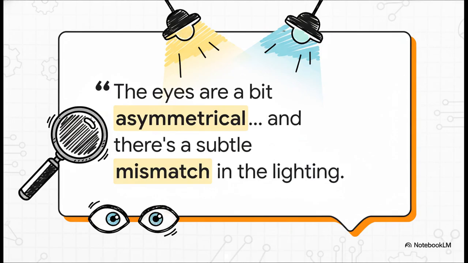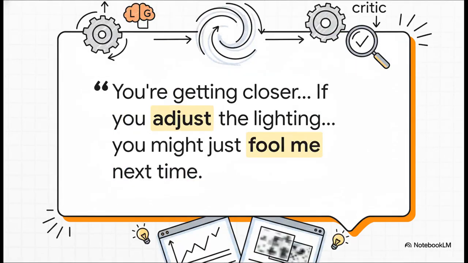And here's where the magic really happens. The detective gives specific feedback. It doesn't just say, it's fake. It says, the eyes are a bit asymmetrical, or the lighting doesn't quite match. These are the exact clues the forger needs to get better. And the generator takes all that feedback and learns from it. This constant back and forth, this cycle of creation and critique is what pushes the generator to get better and better, until its creations are almost impossible to tell from the real thing. It's this rivalry that makes GANs so powerful.